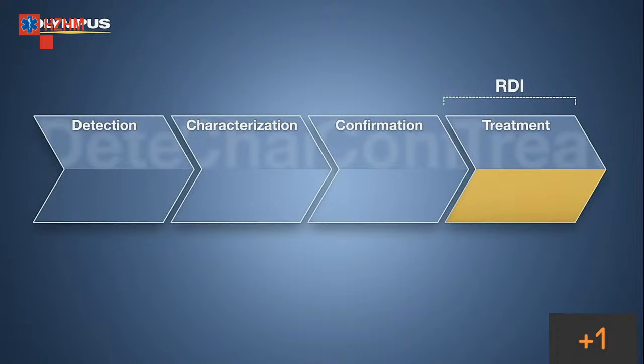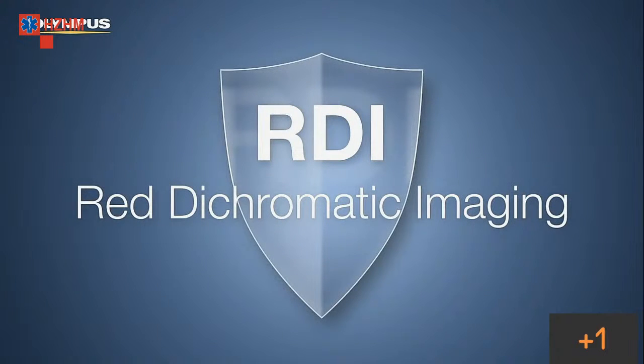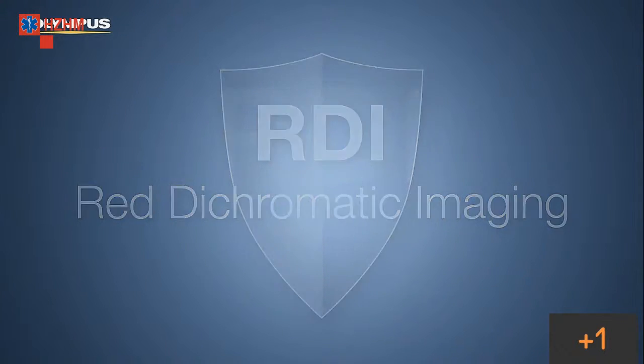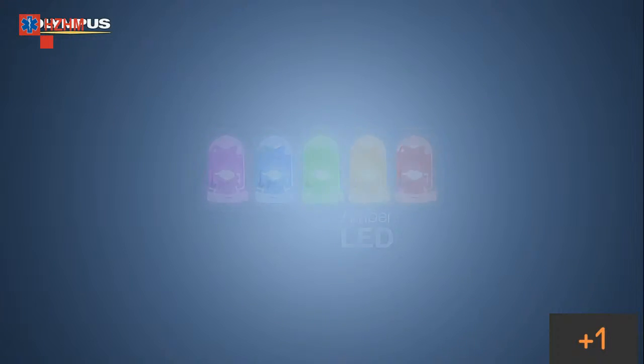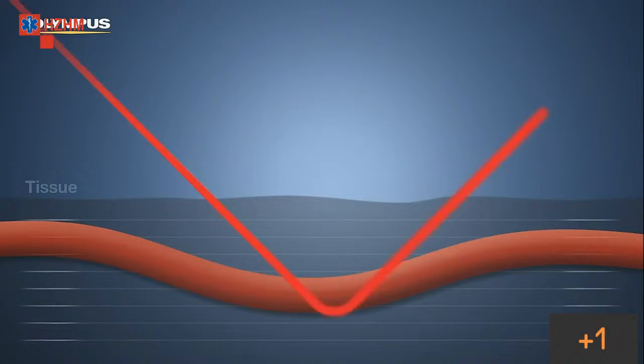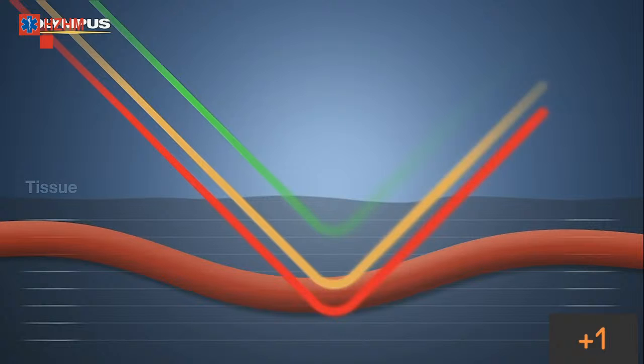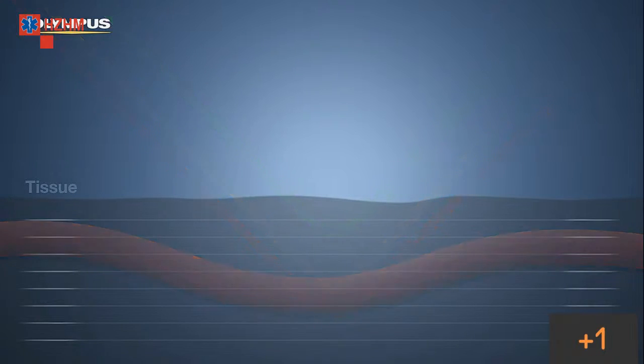To enhance the visibility of deep vessels and bleeding points during endoscopic treatment. RDI stands for red dichromatic imaging. RDI uses an additional amber LED. Red light penetrates deeper into the tissue compared to green light. If a deep blood vessel is present, amber light is strongly absorbed. The vessel appears darker and is therefore more visible.